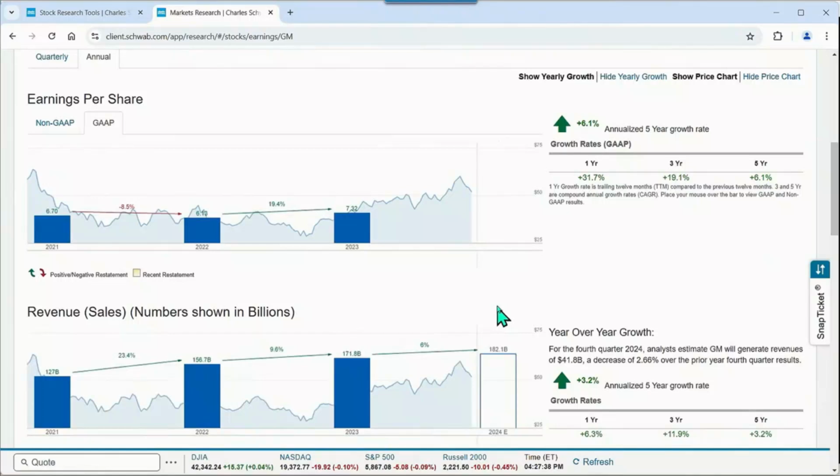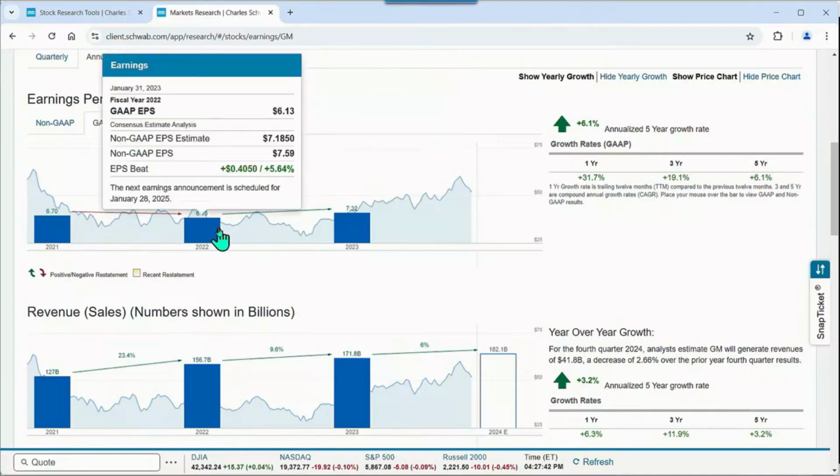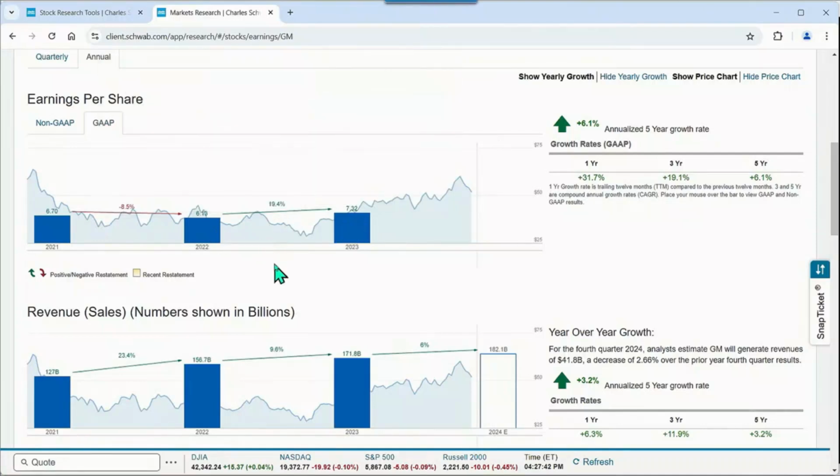Okay, so if I click on Show More, I can see my earnings. I can see year over year. Again, we'd like to see it going up, and GM has been not spectacularly up, but last year's actually went up pretty well, okay? 2022 to 2023 has done quite well. Before that, it struggled a little bit there. And you can see that reflected. 1 year, 31% growth rate. 3 years, and this is annualized, 19%, 5 years, 6%.